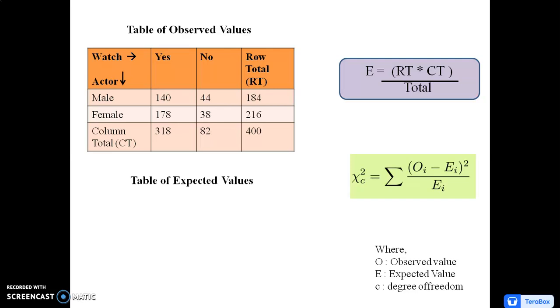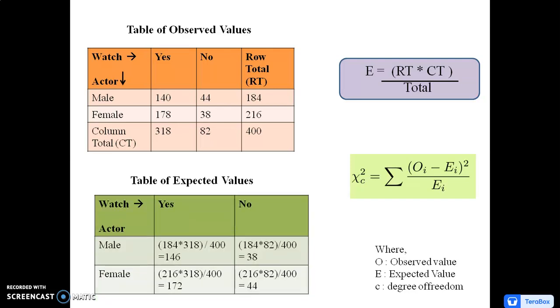For the first value, we will just see E. For this particular cell, how we will calculate it is what I am showing. What is the row total of this particular cell? It is 184. That will be multiplied with the column total. What is the column total for this particular value? It is 318, and divided by the total. The total is nothing but 400.